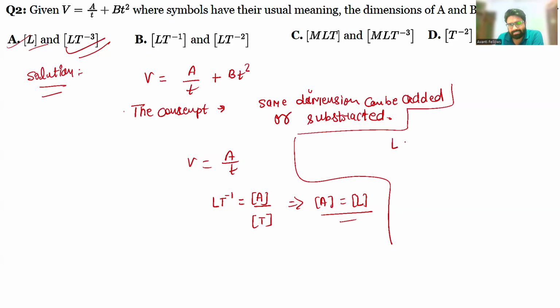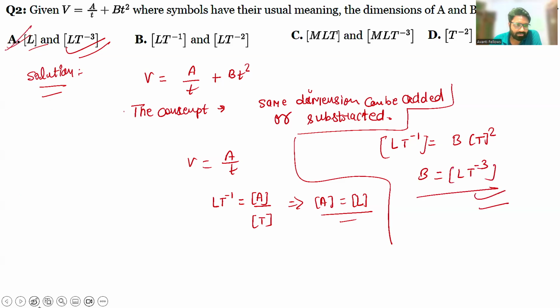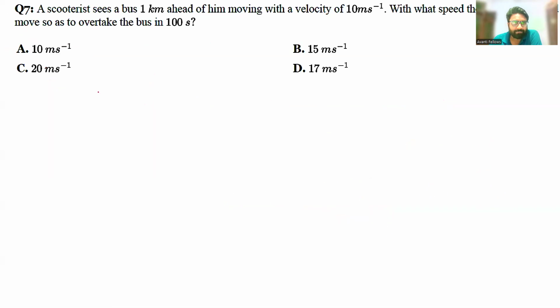Now velocity has a dimension of LT minus 1. Now you will compare it with B t square. Now the dimension of B will become LT minus 3. And that will also verify your answer that option A is the correct one. Now move on to the next.